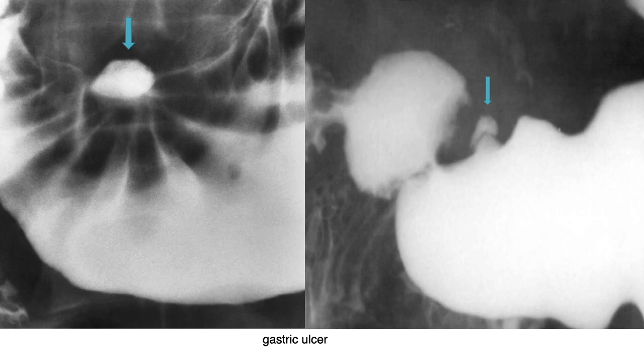You can see in this picture that it's very similar to the diverticulum. So what is the main difference between the diverticulum and the ulcer? The ulcer has the Hampton line.